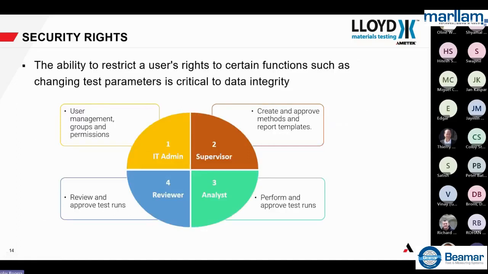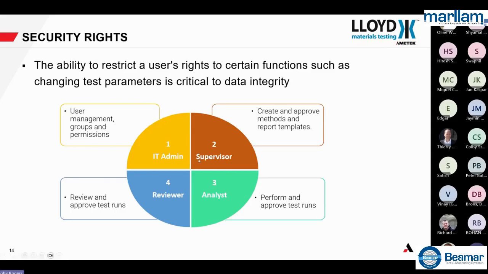So it's critical that we separate the functions within the system. So, for example, we would have an IT admin group who perform user management, groups and permissions, which is typical of all software in a corporate organization. And that IT admin group doesn't have access to create test methods or perform any work.